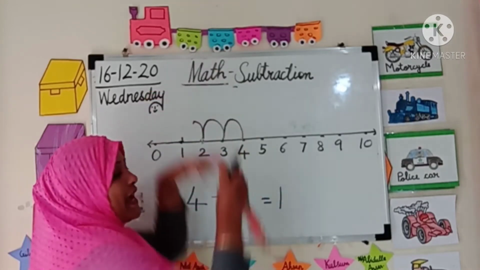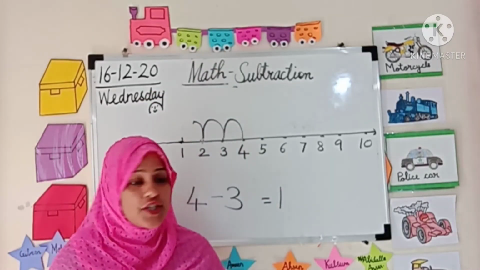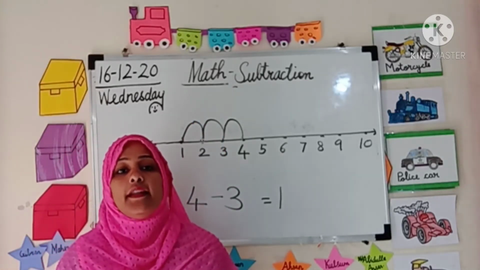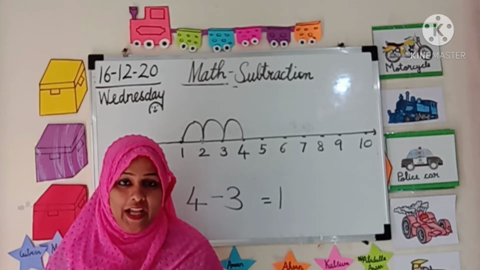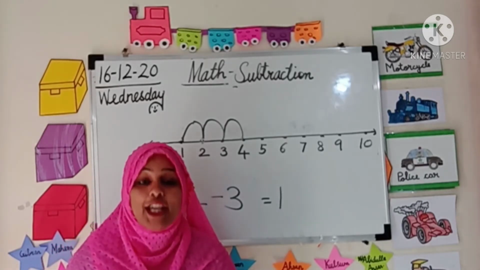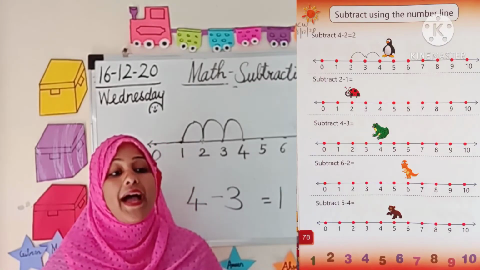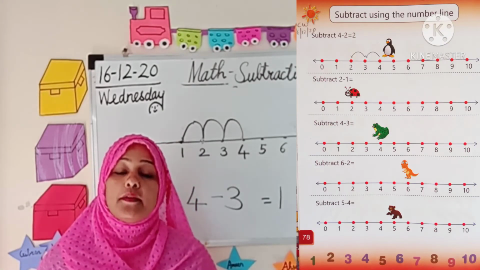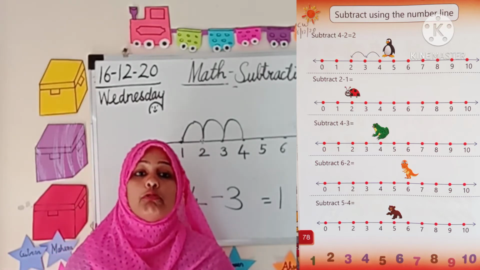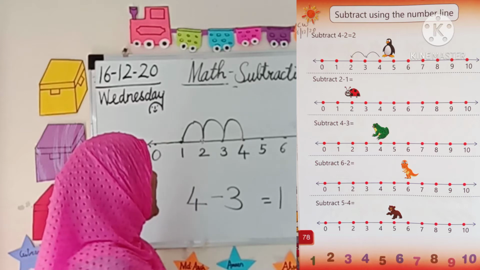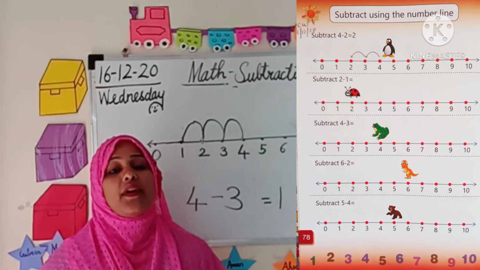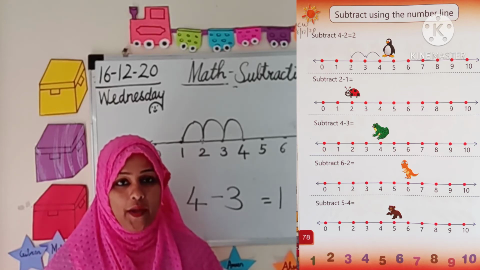So I hope, my dear students, you have understood now how to do the sums on the number line. Now it's your turn to do it in your books. Please open your math textbook. Come to page number 78. Write CW and today's date. The first 3 sums teacher has solved for you. You can start it in your books.